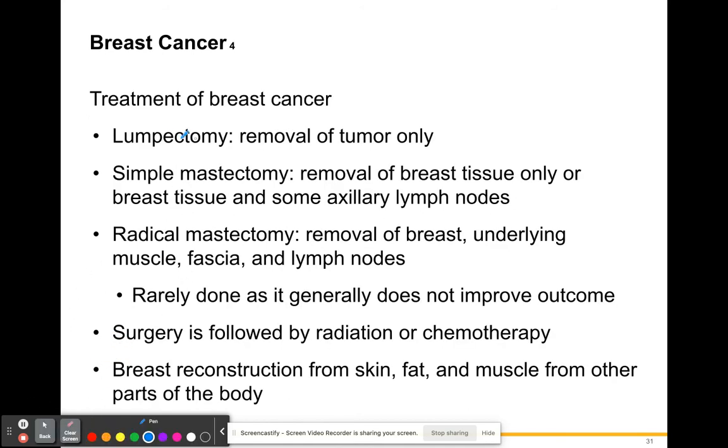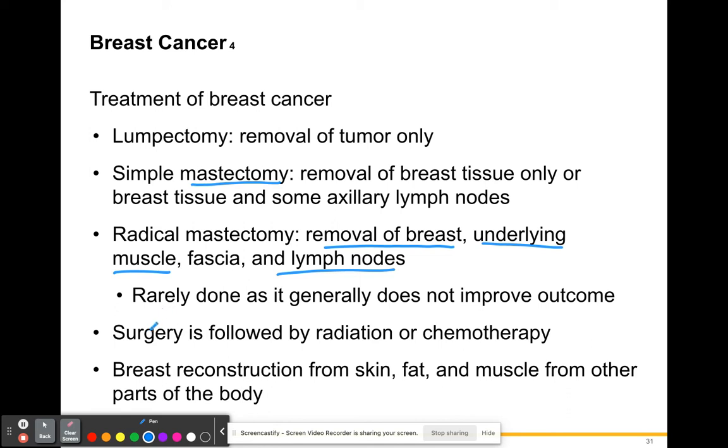Treatment of breast cancers include lumpectomies, which is the removal of the tumor in a breast. You can have a mastectomy, which is the removal of breast tissue or breast tissue and some axillary lymph nodes that go into the armpit. You can have a radical mastectomy, which is a removal of the entire breast, removal of the underlying muscle and the lymph nodes as well. That's a radical mastectomy. It's rarely done as it generally does not improve the outcome.